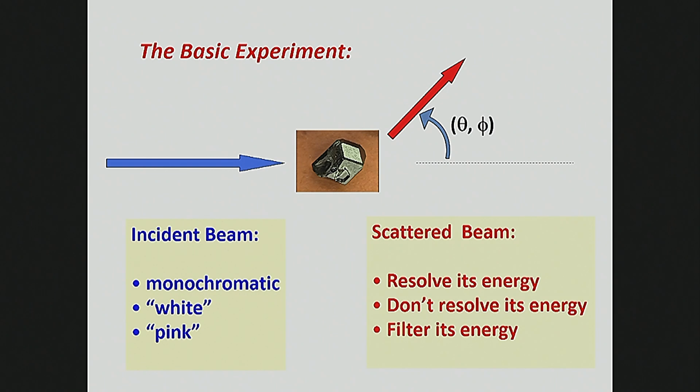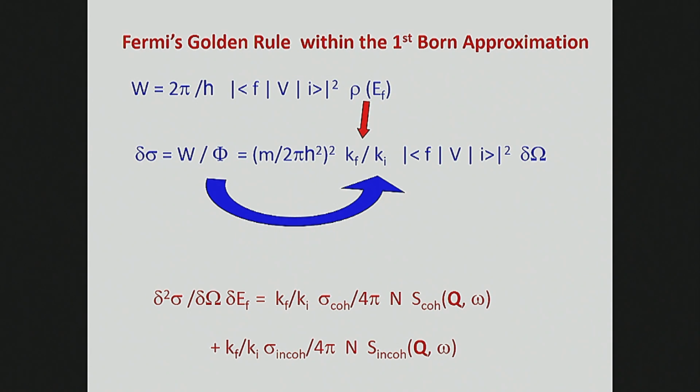So with the scattered beam, no matter what we do, we're going to understand this angular dependence to the scattering experiment, because that's a scattering experiment. But we can either resolve the energy of the scattered beam or not. Or we could filter its energy. And filtering its energy is, again, you take a low energy cutoff and a high energy cutoff, and you just take everything that's in between. So that, in a nutshell, is every scattering experiment ever performed. And we're going to try to understand every scattering experiment ever performed.